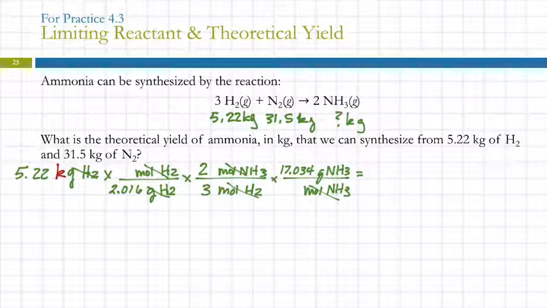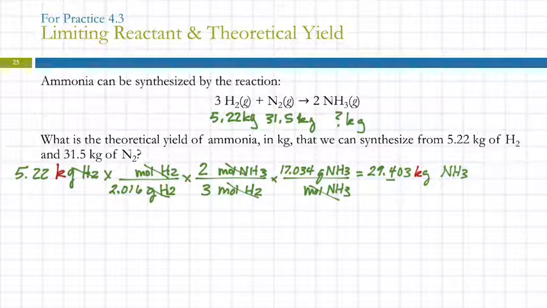So I'm going to do the math. 5.22 divided by 2.016 times 2 divided by 3 times 17.034 equals. I should have three significant figures. 29.4, there's three sig figs, 03, and I still have that K because it didn't cancel out, kilograms of ammonia. So that's one possible answer.